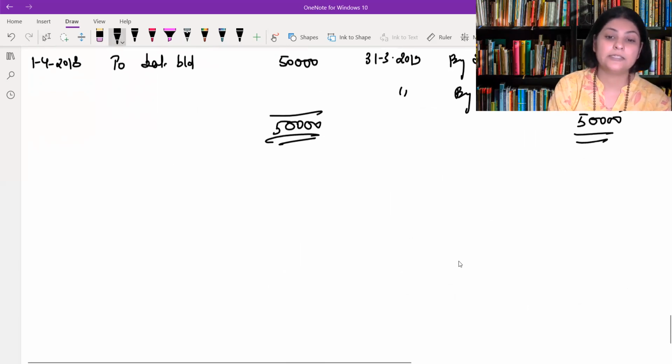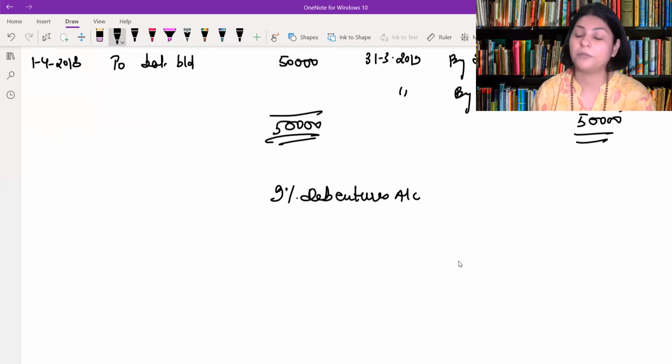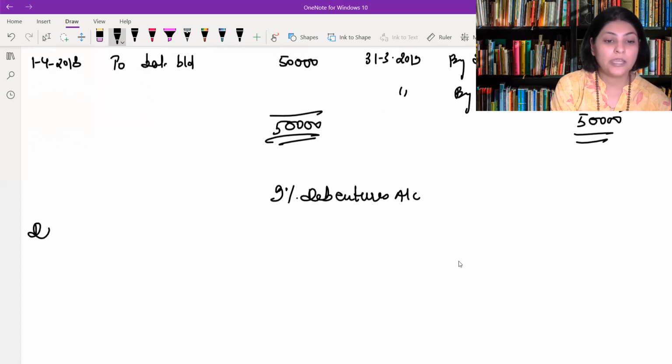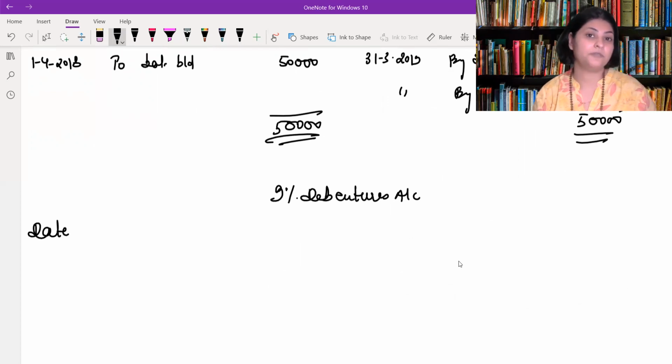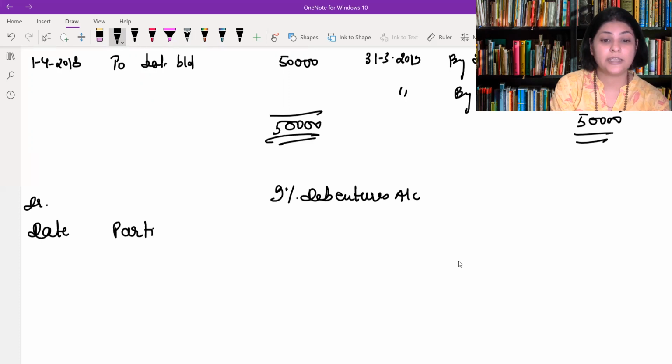Now, let us make another account which is asked by the question, that is 9% debentures account. So see where debenture account appeared: in entry number 2, the debenture account appeared, and if you remember, if you have noted down, refer to that entry again. The entry was debenture application and allotment account debit, loss on issue of debenture account debit, to 9% debenture account, to premium on redemption of debenture account. So here are 2 things which we will have to write. Let me make the format first. Date, particulars, amount, JF column is also there.